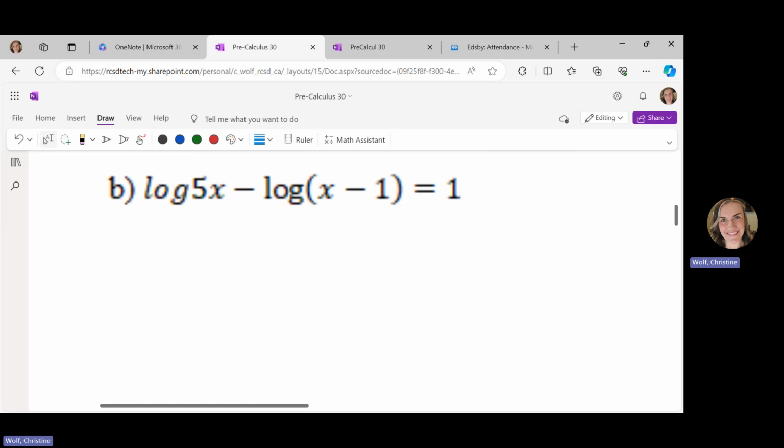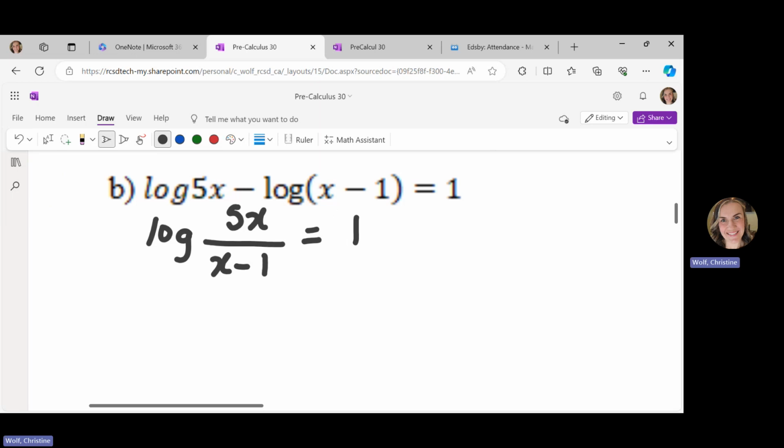When you have 2 logs that are both base 10, and you have a minus in the middle, we learned yesterday that was actually a quotient at one time. So we can go back and rewrite this as just one log expression with a quotient, with a numerator and denominator. Your numerator is 5x, and your denominator is x minus 1. I've just rewritten that as a fraction, which is what we did yesterday. And then that is equal to 1.